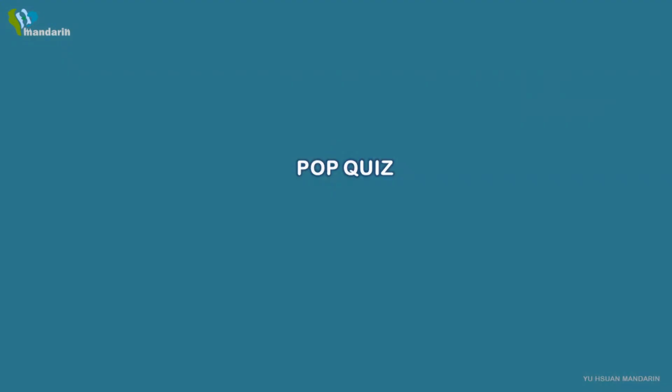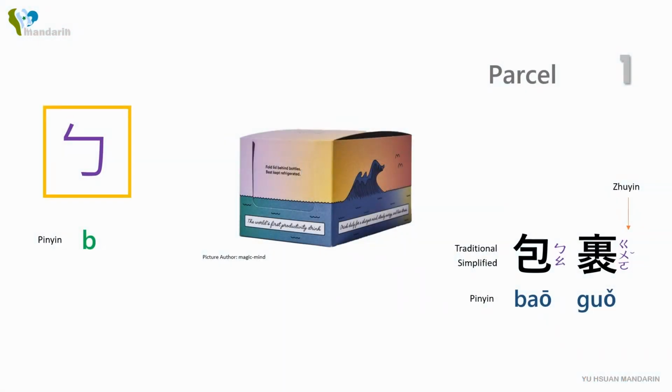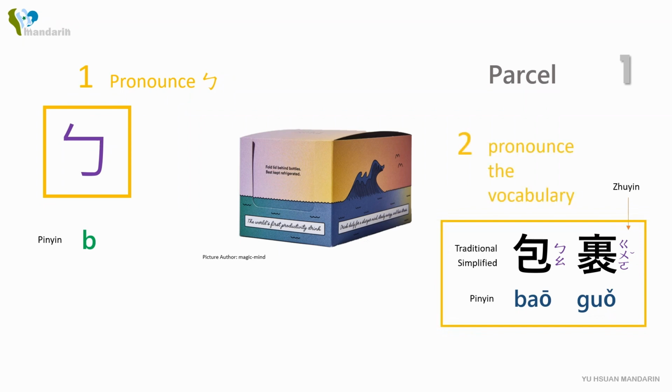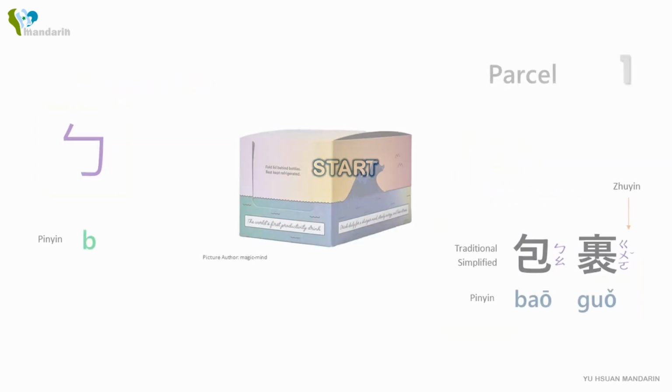Okay, now let's have a pop quiz. First, we will see how many pronunciations of Zhuyin phonetic symbols and vocabulary you memorized. Please look at the Zhuyin phonetic symbols and characters in the pictures to pronounce them. You pronounce them first, then I will pronounce them 3 seconds after each picture appears. Let's start.